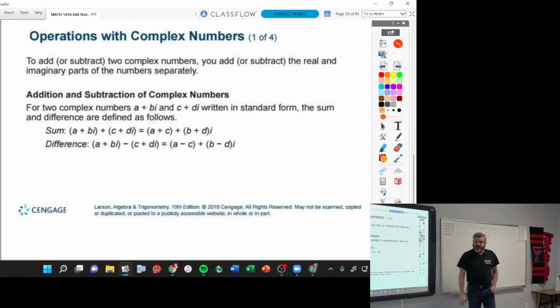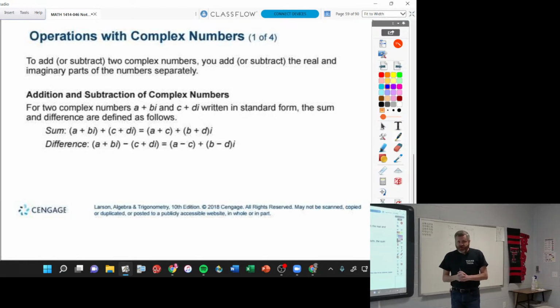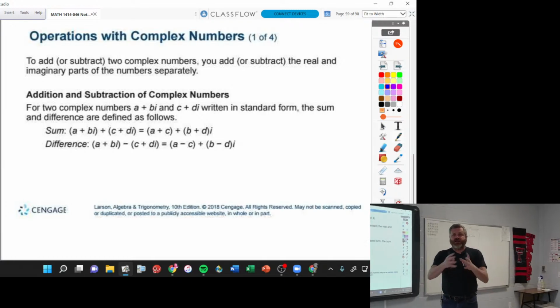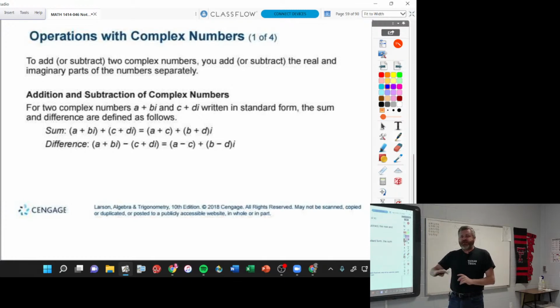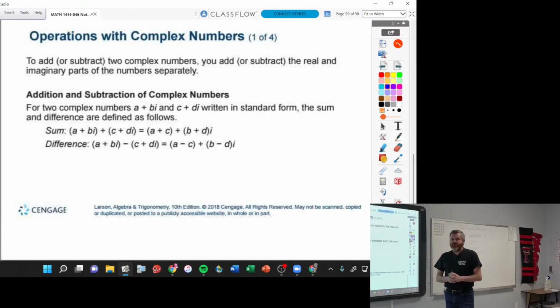To add or subtract two complex numbers, you add or subtract the real parts, and then you add or subtract the imaginary parts. For the most part, treat i like it's a variable. If you treat i like it's a variable, you're going to be able to solve the problem almost all the way. And then we'll talk about what happens to i with different exponents later on.